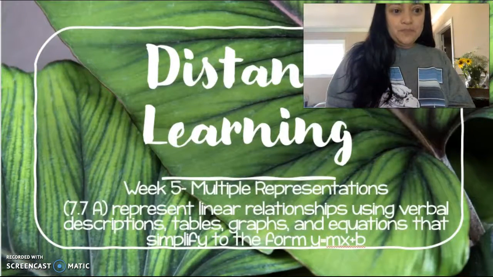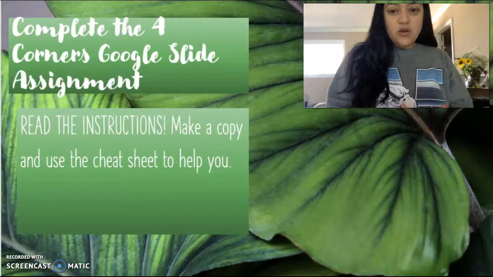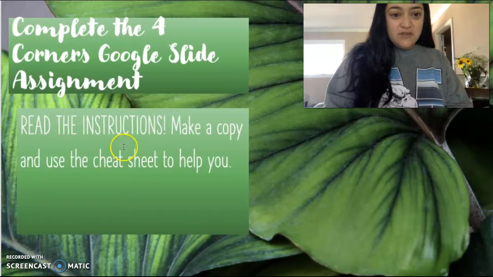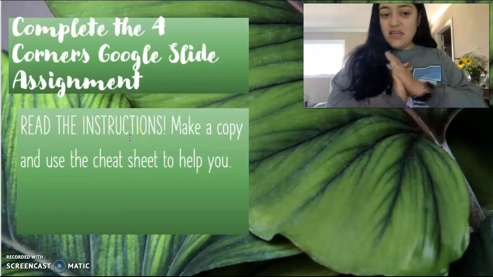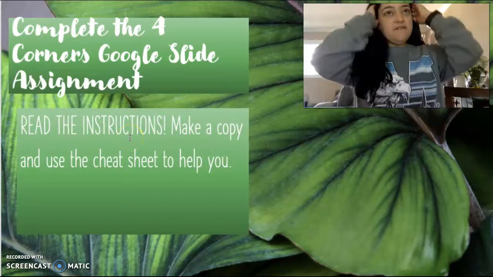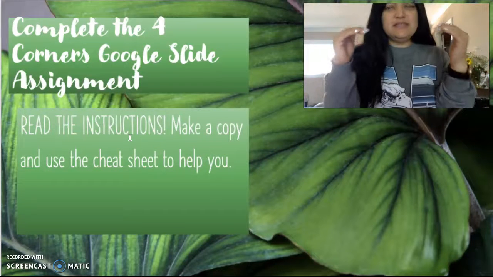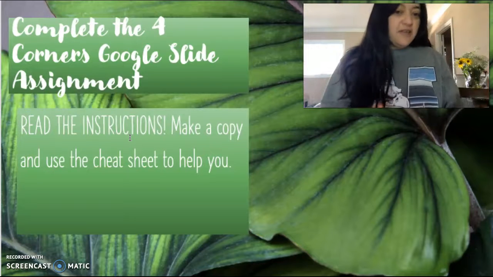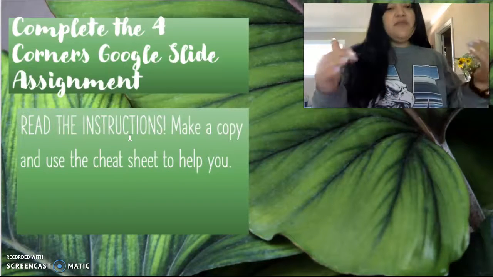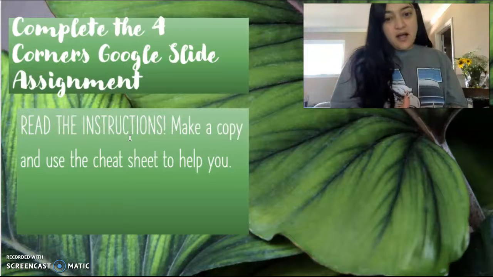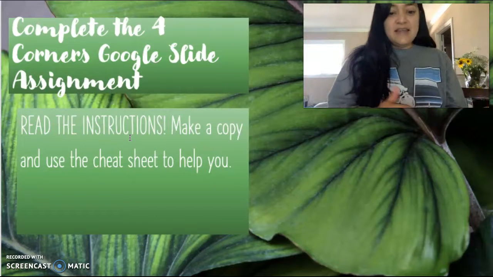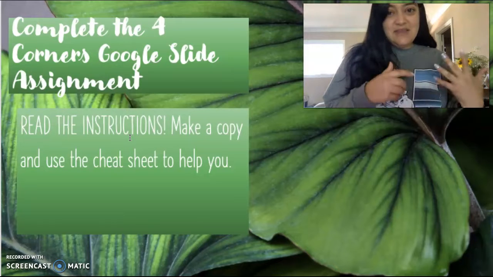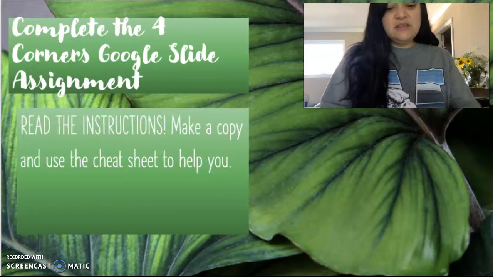Okay, so you're going to first complete the four corners Google slide assignment, and I'm going to show you what that looks like. What I want to stress is, just like the other ones, you need to read the instructions. That first slide in color says everything you need to do, and I still have students emailing, calling, messaging, freaking out: I don't know what to do, it won't let me do this. If you read the instructions, it'll tell you what to do. You make a copy, and from there you can edit it and send it to me. I would hate for you guys to do all of the work and you didn't make a copy and then you don't know how to send it to me. So make sure that you're reading the instructions and doing that first.